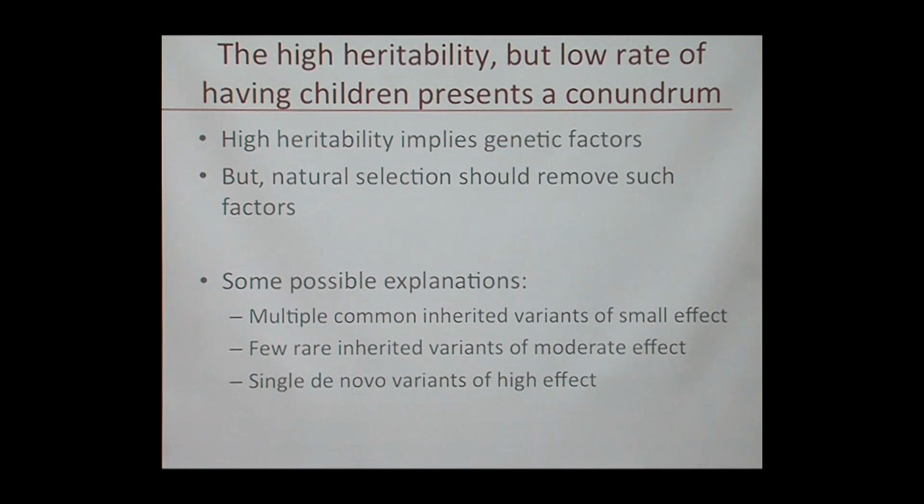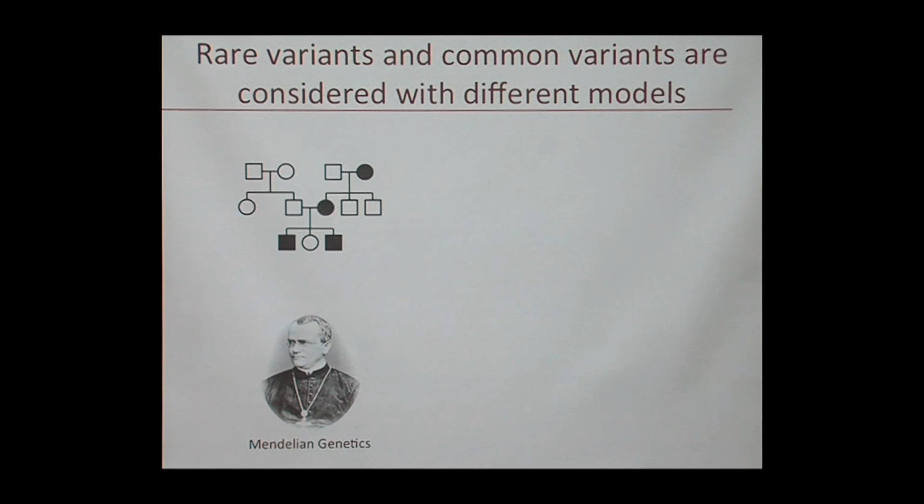Alternatively, it could be a smaller number of rare variants carrying moderate risk, or it could be one single de novo variant which carries a huge amount of risk, even though those are very rare. And we're going to go through and see how those models work. But also we need to think about how we apply that in terms of genetics. Now, when I was at medical school, this is what we learned about genetics. This gentleman here, Gregor Mendel, was a monk in Austria and was very into peas.